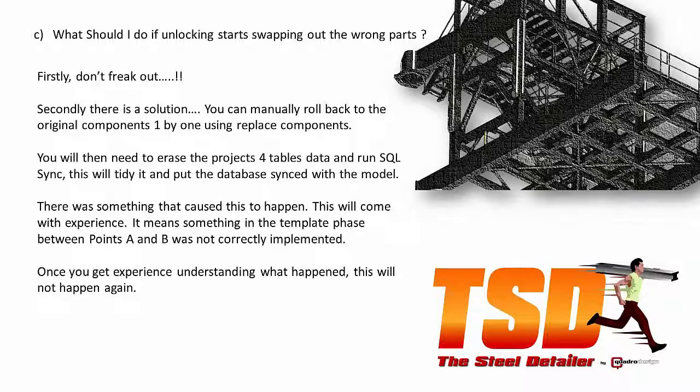Okay, so then once we've rolled them back, we have to go through a process to erase the 4 tables in there and use our file to clean out the database, and then run SQL Sync over the top of it, and that will put everything back to where it was. Now, there was something that caused it to happen. It means we need to do an audit through your model, because between points A and B in the template phase when you were modeling, you did something that didn't comply with the tips and tricks we gave you. Once you get an understanding of what actually has happened, it won't happen again, as long as you make sure it doesn't, of course, and as long as you can learn from that.